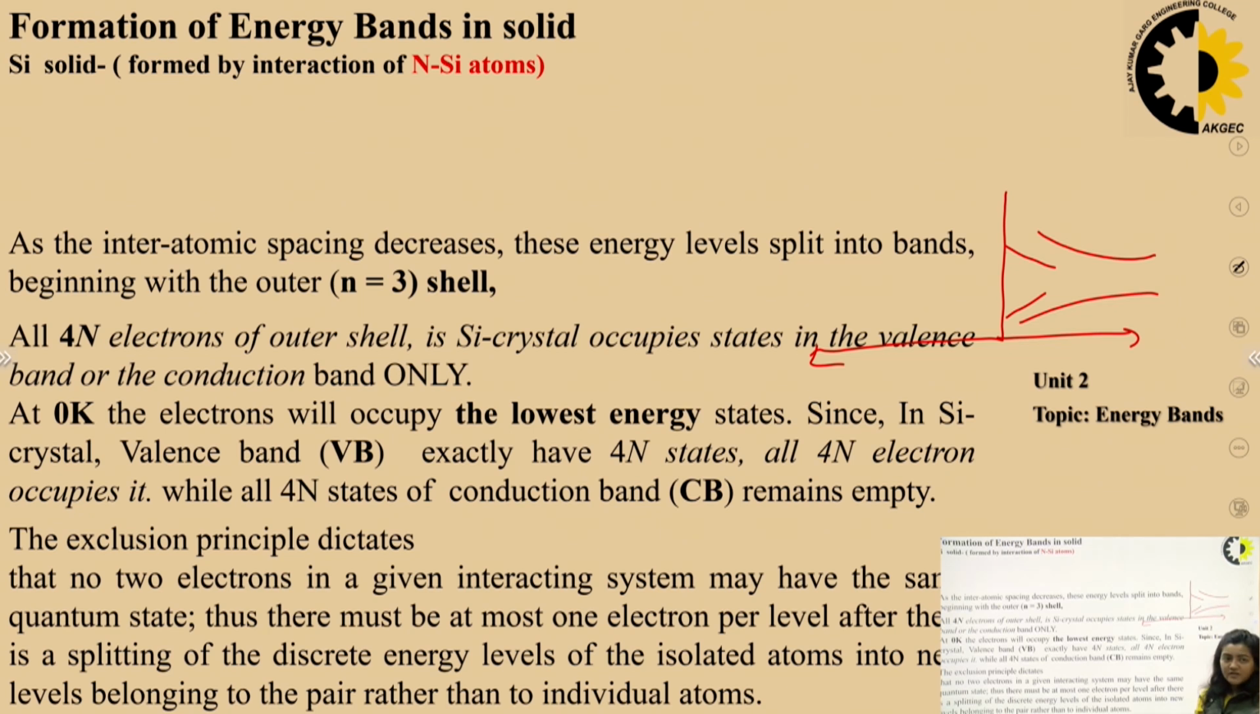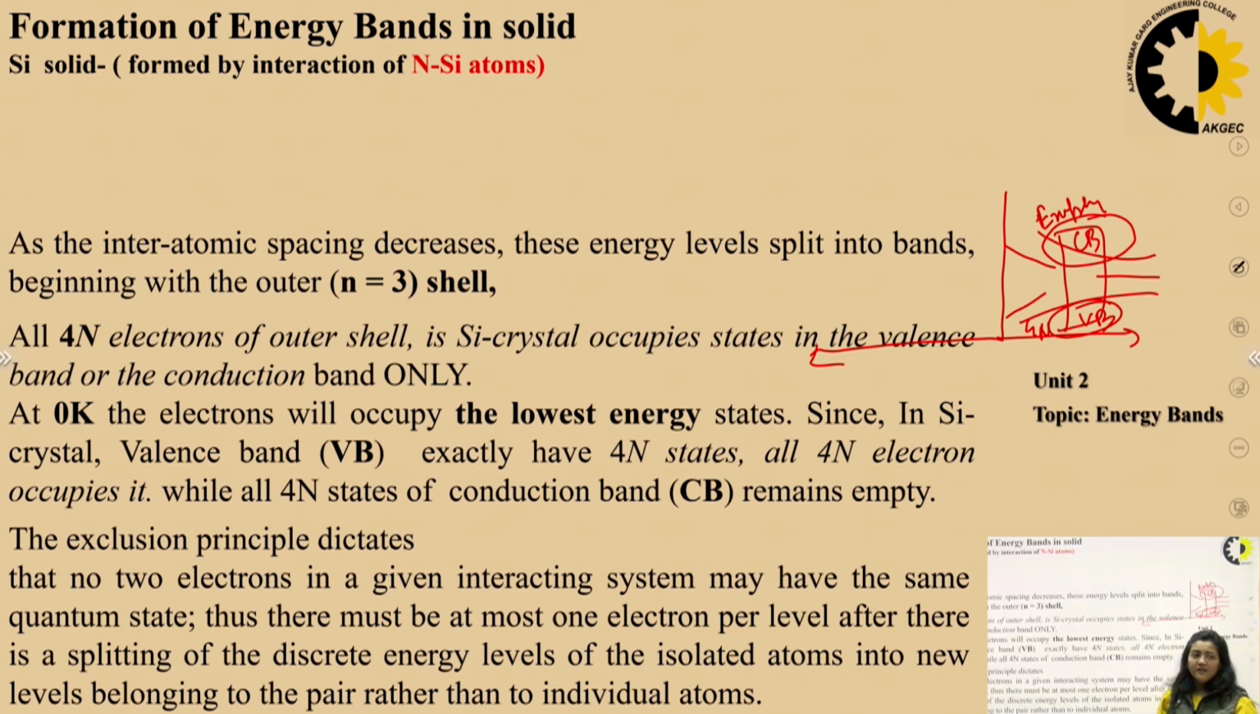At this splitting, a conduction band and a valence band are created. Now all the outer shell electrons are in the valence band, and all the energy states in the conduction band are empty.